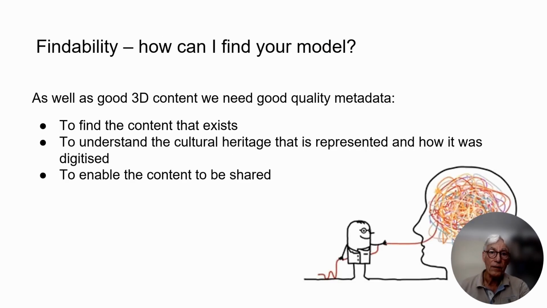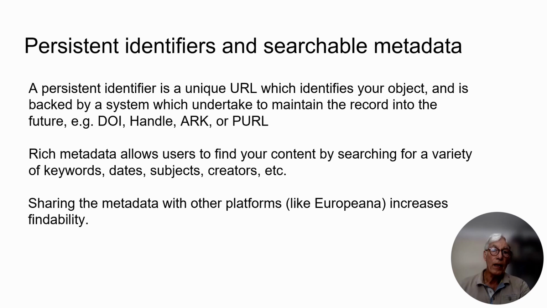Starting with findability, we need good quality metadata to find your content and understand the heritage it's representing and how it was digitized. And in order for your content to be findable now and in the future, you might consider using persistent identifiers to avoid broken links in the future. Some examples are shown on the slide.